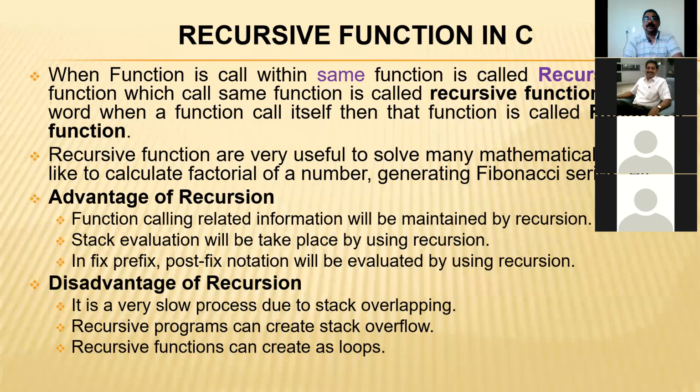That is the function without arguments and without return value. The second category, the function without arguments with return values. Then the third category, the function with arguments and without return values. And the last category, the function with arguments as well as with return values.